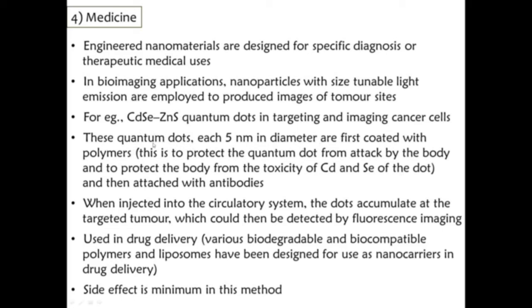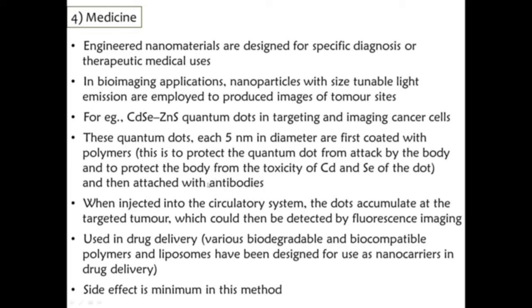These quantum dots, each 5 nanometers in diameter, are first coated with a polymer. How are they making the probe? The polymer cover is to protect the quantum dot from attack by the body and to protect the body from the toxicity of the cadmium and selenium of the dot. Both of these are toxic in nature. So in order to reduce the toxicity of this material, it should be coated with a polymeric material and then attached with antibodies. Antibodies actually give immunity against a foreign body.